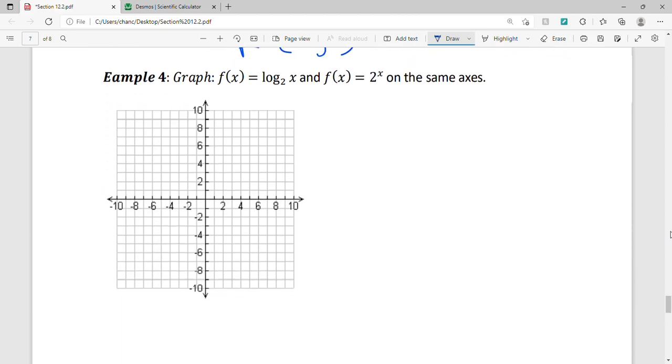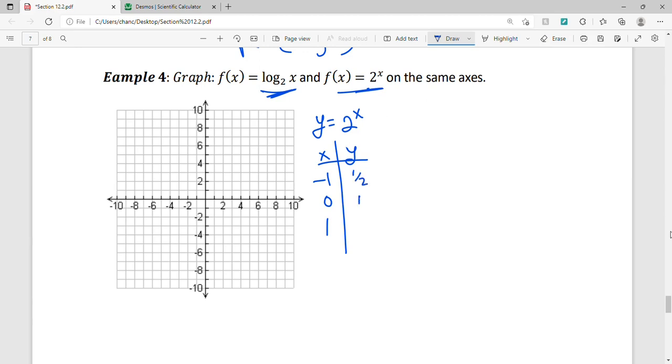In example 4, let's graph log base 2 of x and f of x equals 2 to the x on the same set of axes. So I'll start by graphing y equals 2 to the x first, and we'll just make some points on the graph here. I want to pick negative 1, 0, 1 for the x because it's easier to plug in x and then solve for y. 2 to the negative 1 is 1/2. 2 to the 0 is 1, and 2 to the 1 is 2.